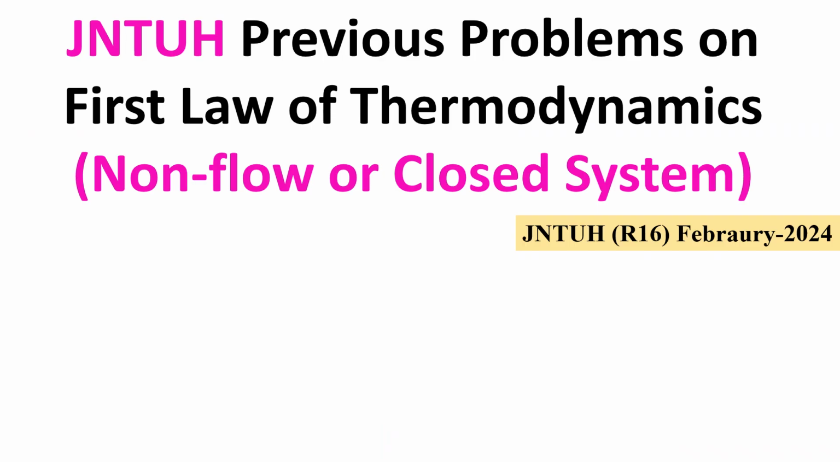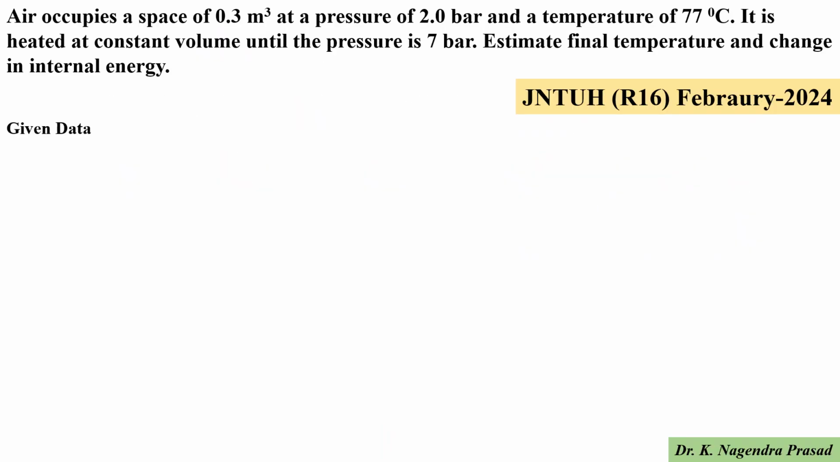So next we have to look at another problem. So let's see the problem. Air occupies a space of 0.3 meter cube at a pressure of 2 bar and at a temperature of 77 degrees Celsius. It is heated at a constant volume until the pressure is 7 bar. Estimate the final temperature and change in internal energy. So let's see the solution.